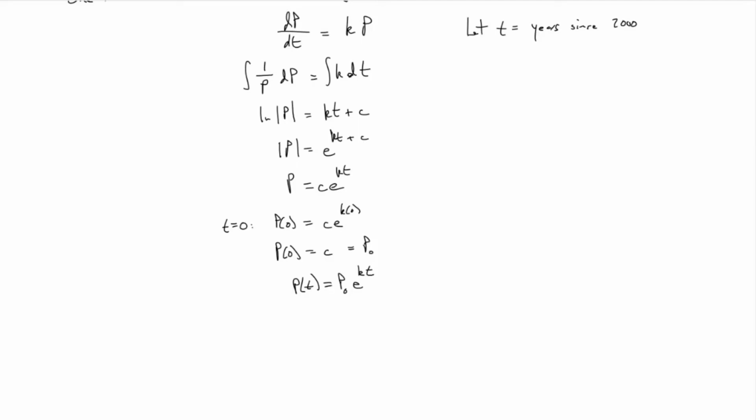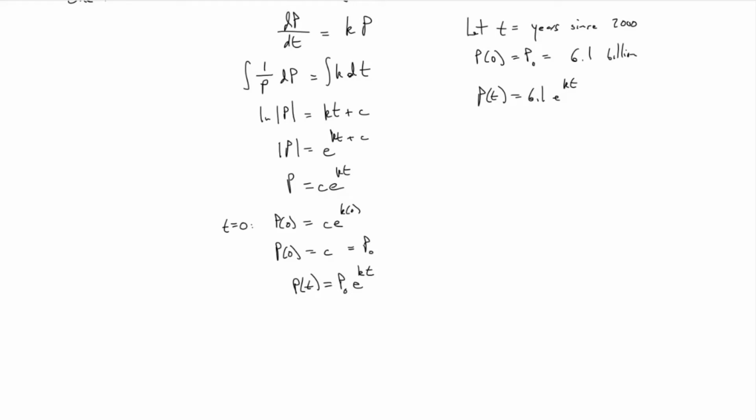And part of the beauty of that is that's one of our data points. We know what the population was in the year 2000, and so that tells us what P of 0 is equal to. P of 0, which is P0, is 6.1 billion. There were 6.1 billion people in the year 2000. And so our equation becomes P of t equals 6.1 e to the kt.